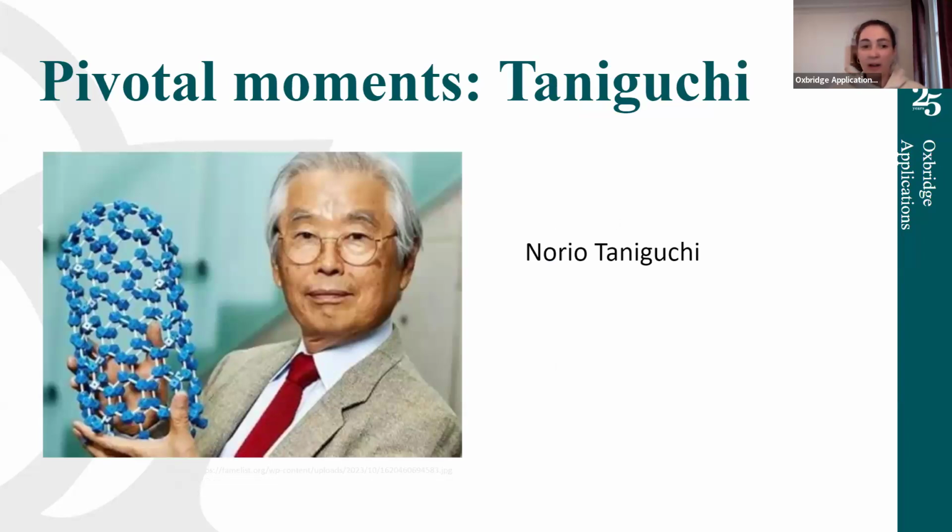He used it to describe the precise manipulation of materials at the nanoscale. His pioneering work laid the foundation for the field's terminology and also sparked widespread interest in exploring the potential of nanomaterials. His definition still stands today, and we can quote him as saying, nanotechnology mainly consists of the processing of separation, consolidation, and deformation of materials by one atom or molecule. So it still stands today.